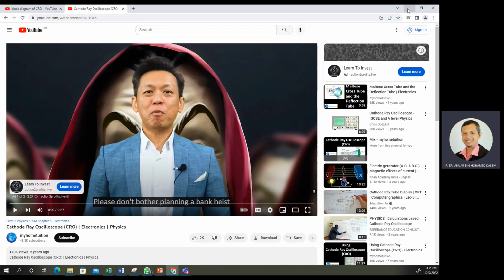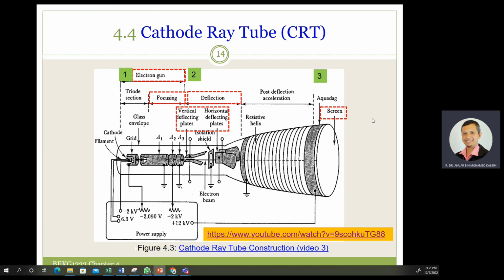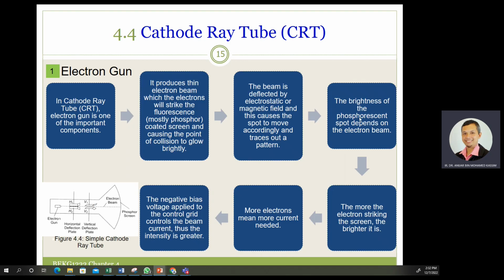So that's how the components of the cathode ray tube and the other components work. I think you already saw the electron gun, how important it is inside the CRT, and it can produce thin electron beams. The beam will deflect based on the magnetic field, for the horizontal and the vertical, based on the plus and minus, because the electron beam produced by the electron gun is negative.